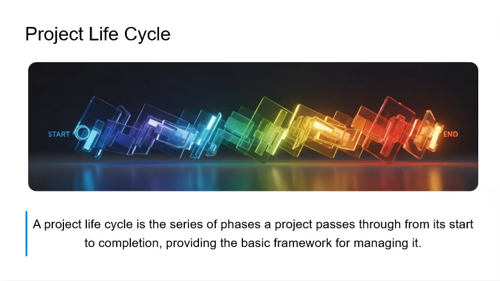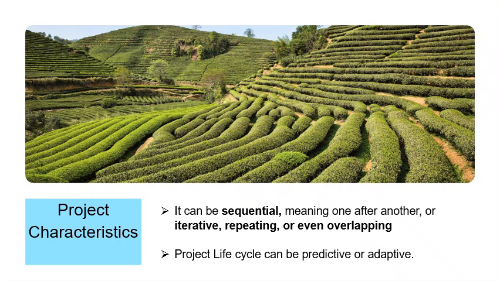So what is project lifecycle? It is the series of phases a project passes through from its start to its end or completion, providing the basic framework for managing all the activities. Normally, a project's characteristics can be sequential, that is one after another, or iterative, with repetitive activities, or even overlapping. The project lifecycle can be predictive or adaptive.